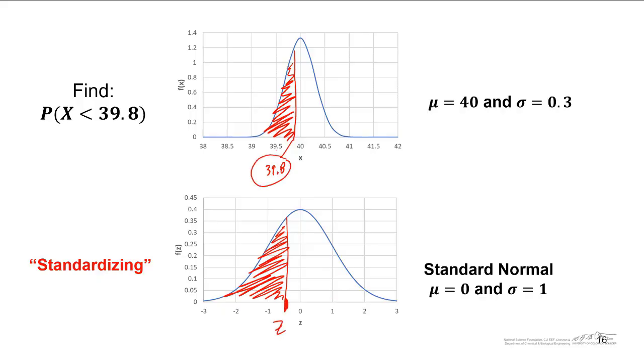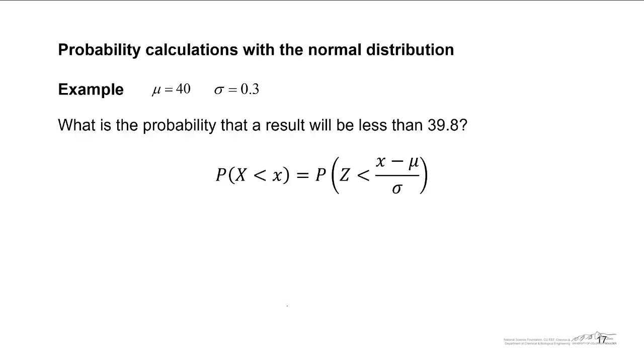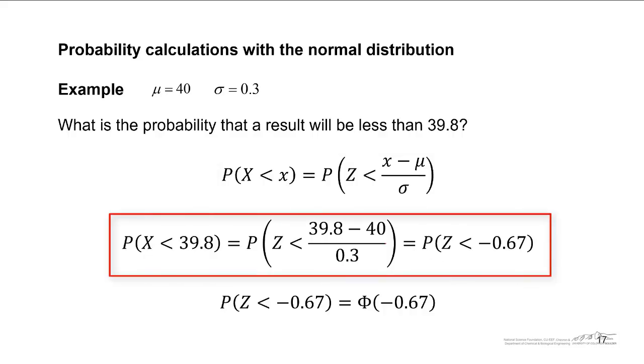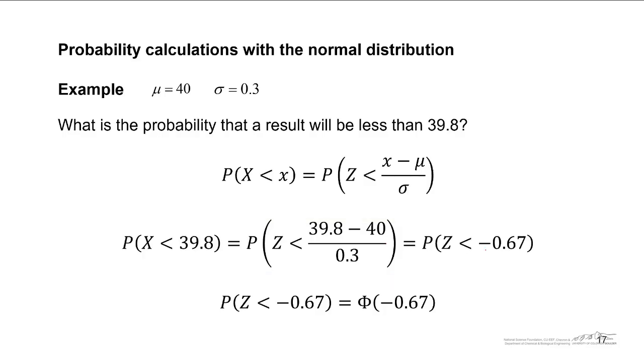The probability that x is less than 39.8 would be the probability that z is less than that z value. So the probability that x will be less than some value x can be given by the probability that Z is less than x minus mu over sigma. This is our standardization. When we do that, the probability that x is less than 39.8 is the probability that Z is less than negative 0.67. That's the same as the cumulative distribution function for the standard normal distribution, Phi. We can then go to the cumulative standard normal distribution table, table 3 in your book, and determine the probability of this occurring.